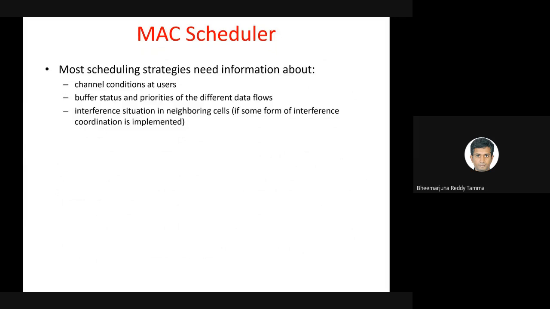Any MAC scheduling needs to know the current channel condition at each and every user. That way it has to decide what should be the modulation and coding scheme to be used so that we can improve the effective reception rate of the packets. Also, at least for the uplink case, it has to know how much data is pending at the user and what the priorities of the different flows that are pending are. And in the case of coordination of multiple base stations, from the interference point of view, you want to know what are all the base stations that are interfering with this particular base station, so that this base station can make sure that interference to the selected user is minimized.